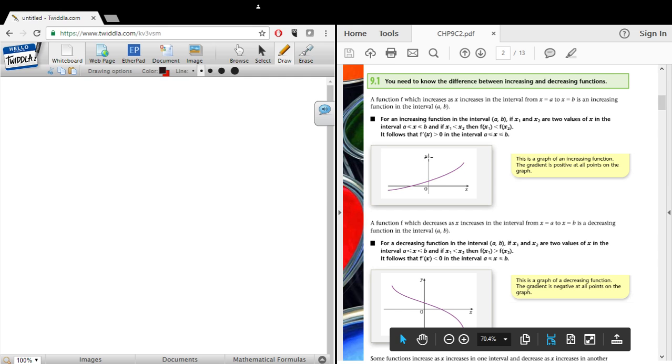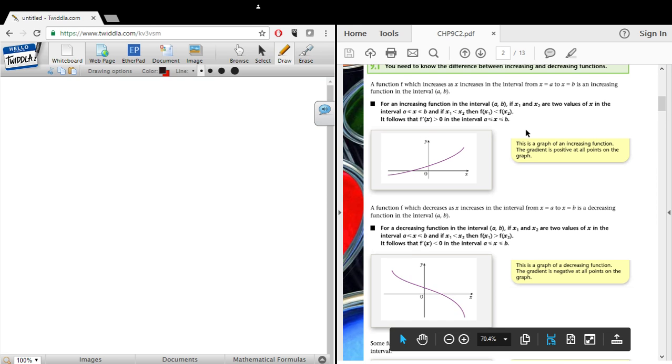So here you have a graph. In this graph we appreciate that there is an interval between A and B where X is between A and B, and without loss of generality, if x1 is less than x2, then f(x1) is going to be less than f(x2), and it follows that f'(x) is greater than 0 in this interval, meaning that as it increases between these 2 points, if x1 is less than x2, so it goes from a lower coordinate to a higher coordinate, then the function increases, meaning we have a positive gradient.